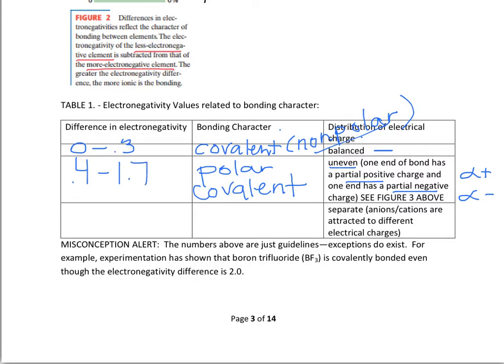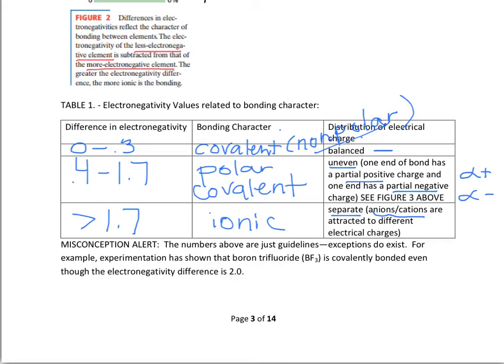And the last one, when the distribution of the electrical charge is separate completely, meaning you've got anions and cations, and they're attracted to one another, that is your ionic, and it's going to be greater than 1.7 in the difference of electronegativity. That's it. We're going to do a few practice problems and then you're done.